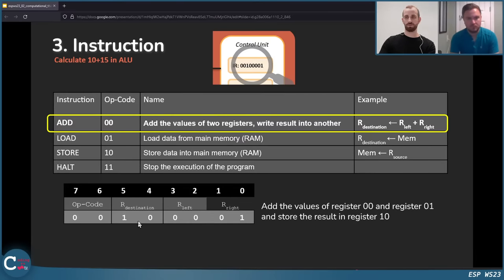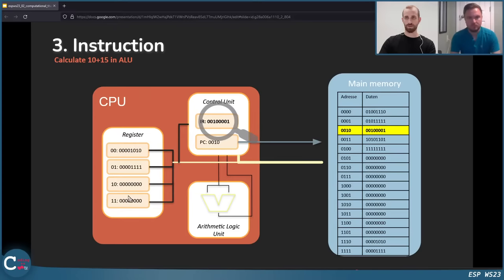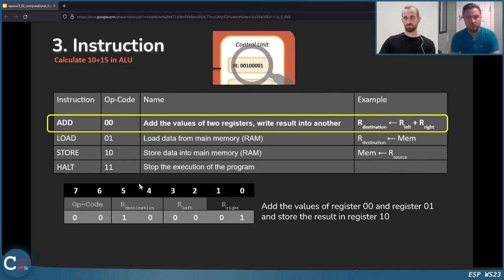As before, we have a destination register. So it's 10. Going back, we have four registers here. We have both values already stored here, and we want to write the result into this register here. So the destination register is 10. And which values do we want to add? We have a register left and a register right, which just means a left value and a right value of this plus symbol, which in this case are the 10 and the 15.